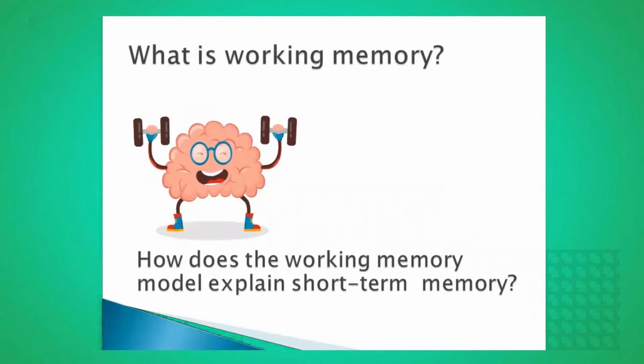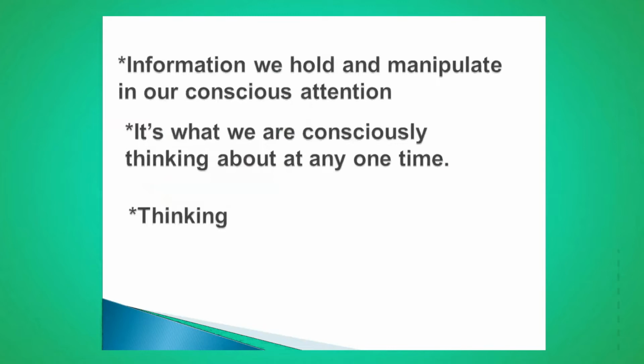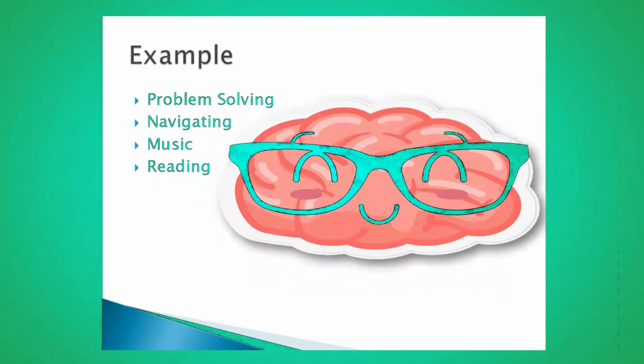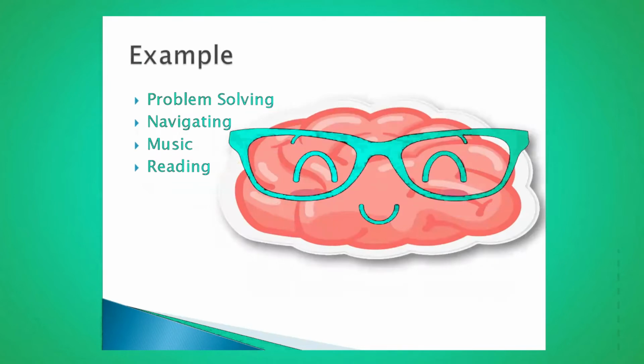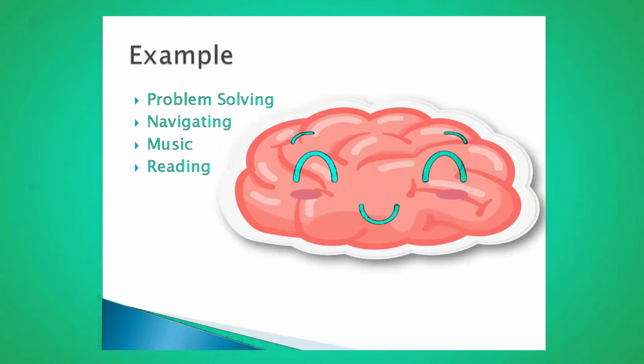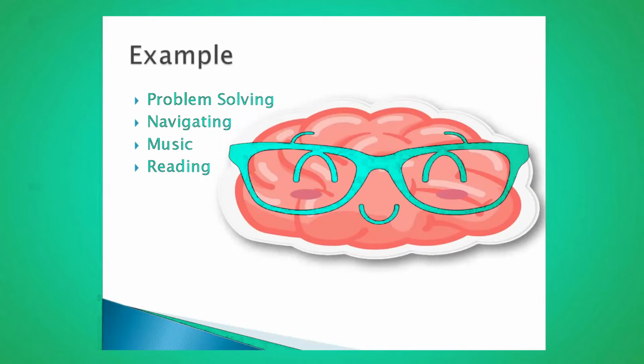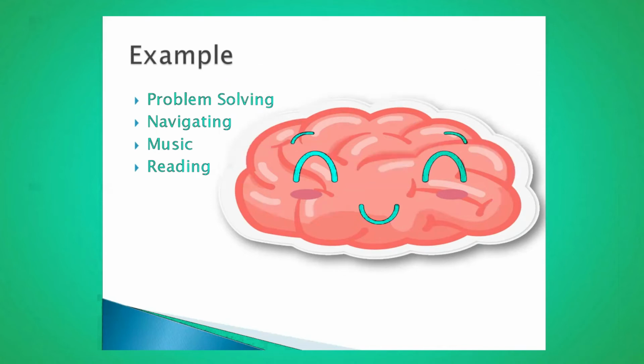How does the working memory model explain short-term memory? The answer is, it is the information we hold and manipulate in our conscious attention. Second, it is what we are consciously thinking about at any one time. And of course, the most basic is thinking. Here are examples of how working memory works: problem solving, navigating, music, and of course, reading. These examples will be explained further later on.